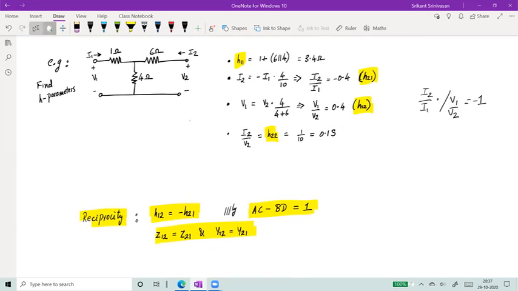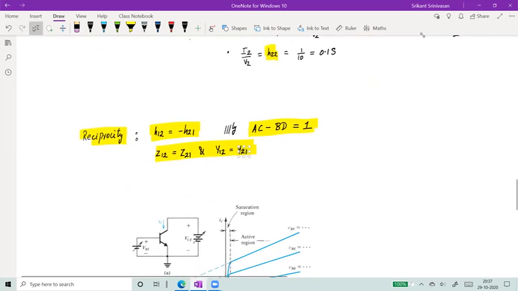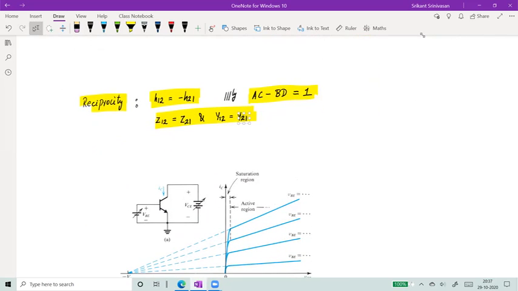Similarly, if you work out the ABCD parameters, you actually get this relationship: AD minus BC is equal to 1. We are not working it out, but you should just remember this. So the reciprocity conditions are all four of these, for the H parameters, ABCD transmission parameters, impedance parameters, admittance parameters. So that's basically all with the two-port networks.